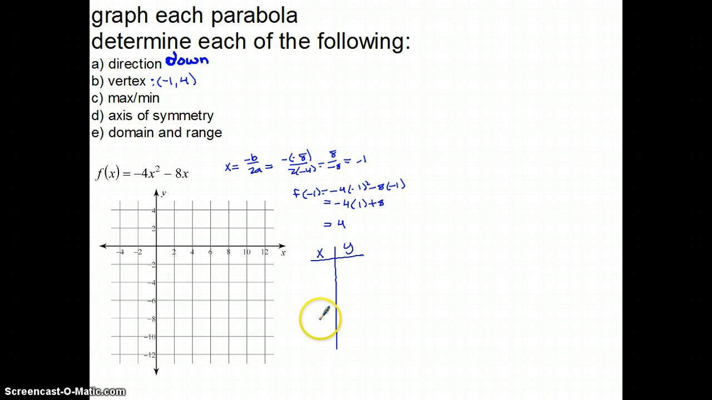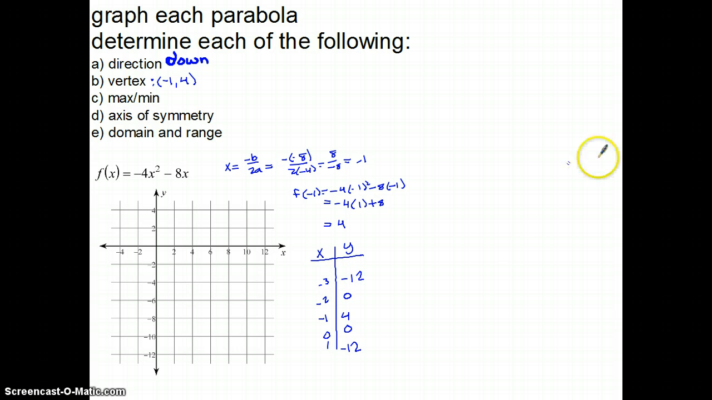In the middle I have my vertex, -1 and 4. The two x values smaller are -2 and -3, while the larger ones are 0 and 1. Plugging in a 1, we should have a y value of -12. Plugging in a 0, your y value should be 0. Plugging in -2, we should have a y value of 0. And plugging in a -3, we should have a y value of -12.